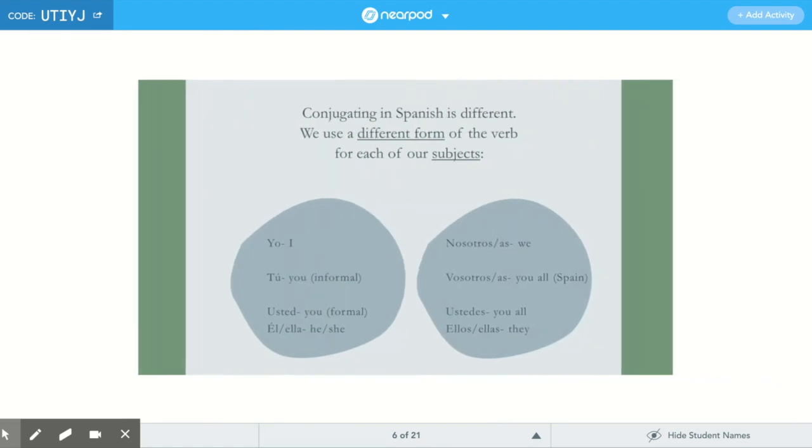En español es muy diferente. So conjugating in Spanish is much different. We use a different form of the verb for each of our subjects or subject pronouns. So just a reminder, we've gone over this before, but here are our subject pronouns again. So we have yo, tú, usted, él, ella, nosotros o nosotras, vosotros o vosotras, ustedes, ellos y ellas.